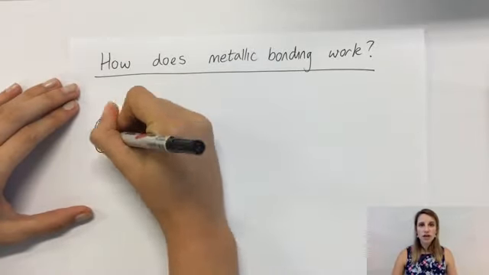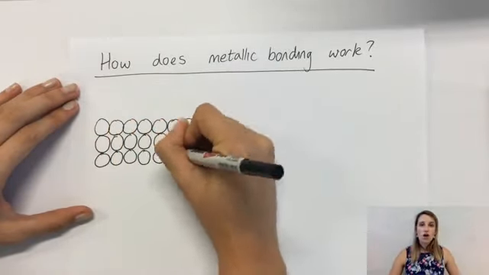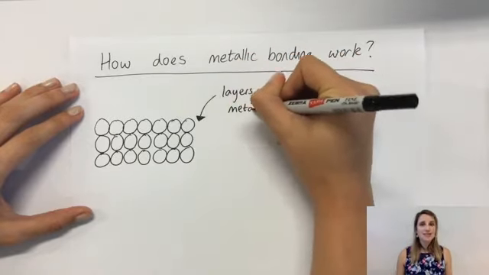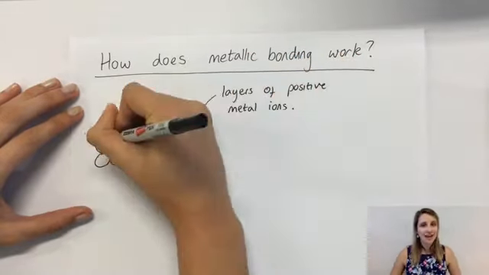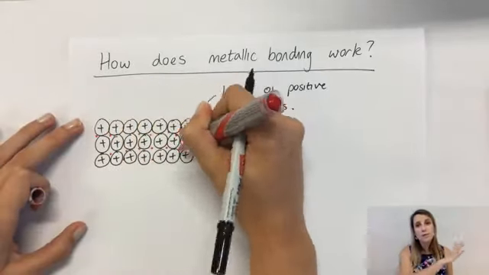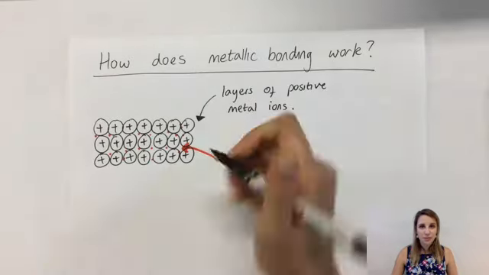So what you've got here is layers of positive metal ions, and what we call a sea of delocalized electrons. Delocalized just means that those electrons are free to move throughout the structure.